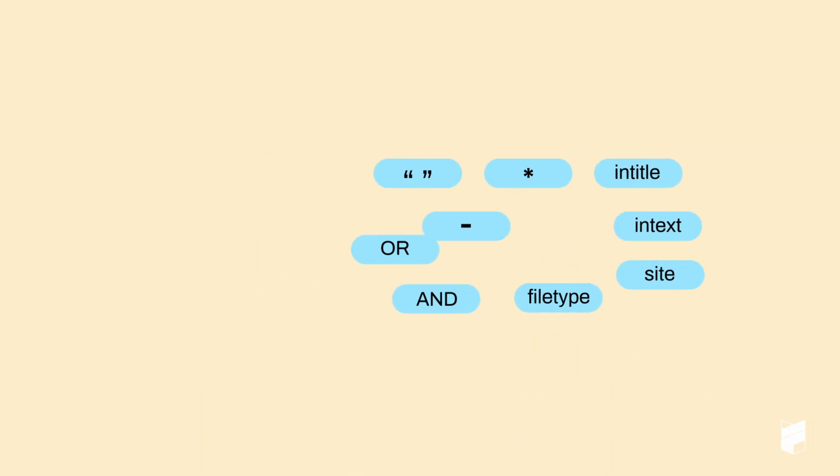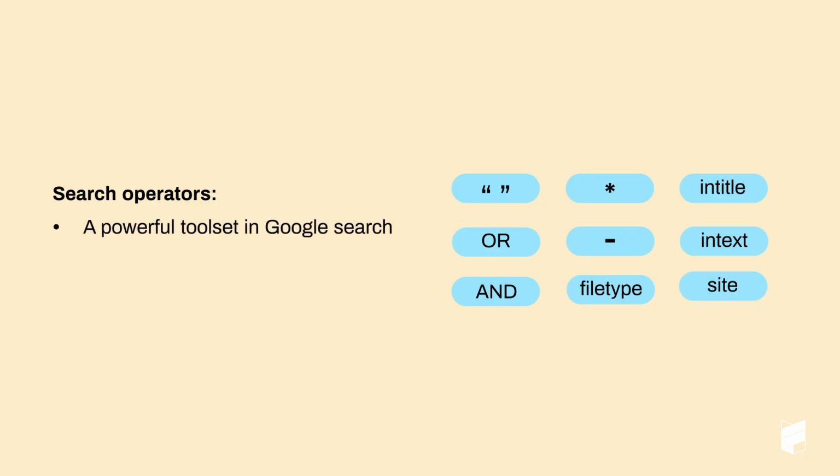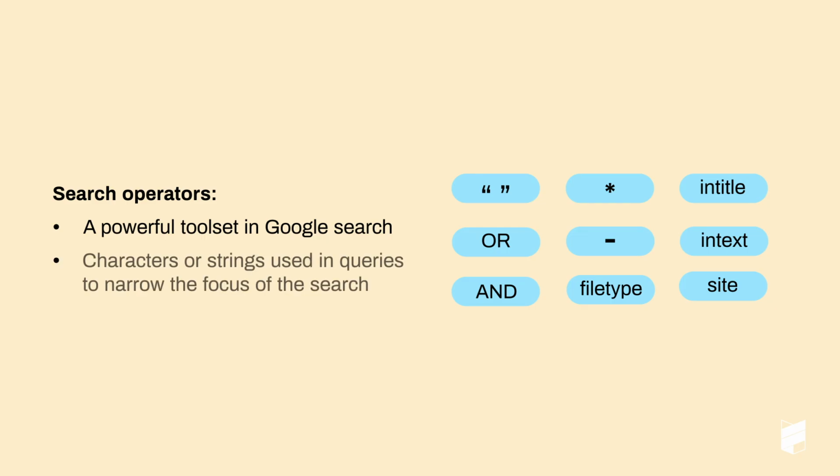Google might seem straightforward, but beneath its facade lies a powerful toolset: search operators. They are not complex codes. A search operator, sometimes referred to as a search parameter, is a character or string of characters used in a search engine query to narrow the focus of the search.